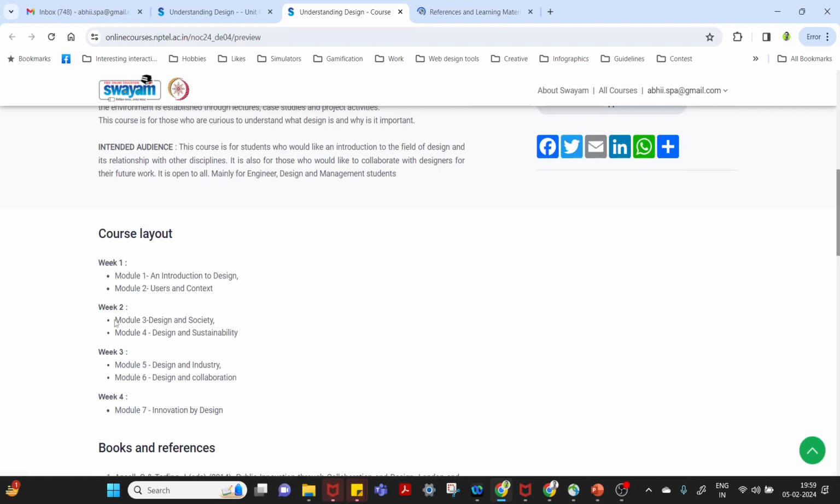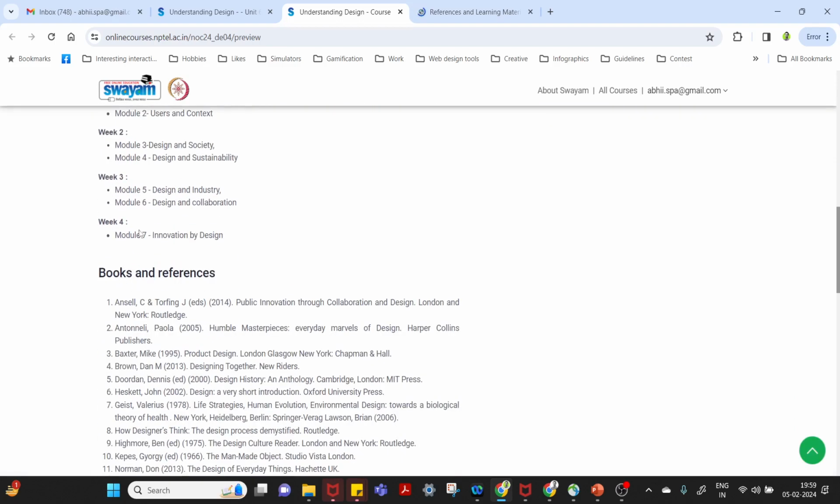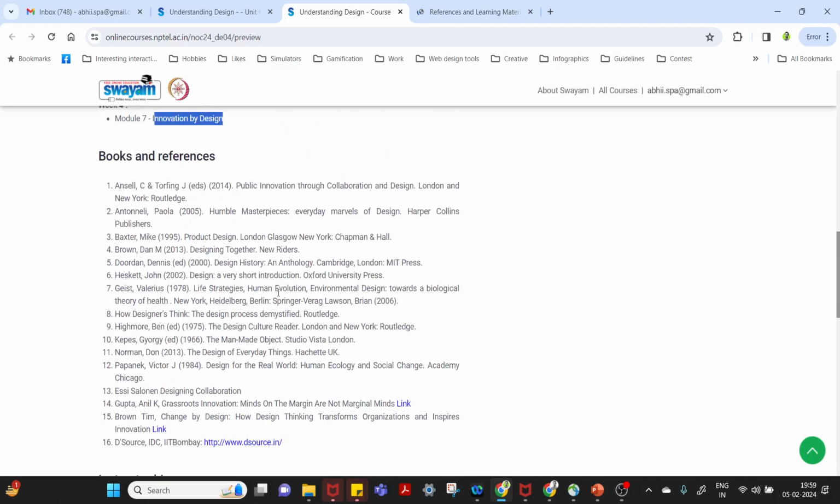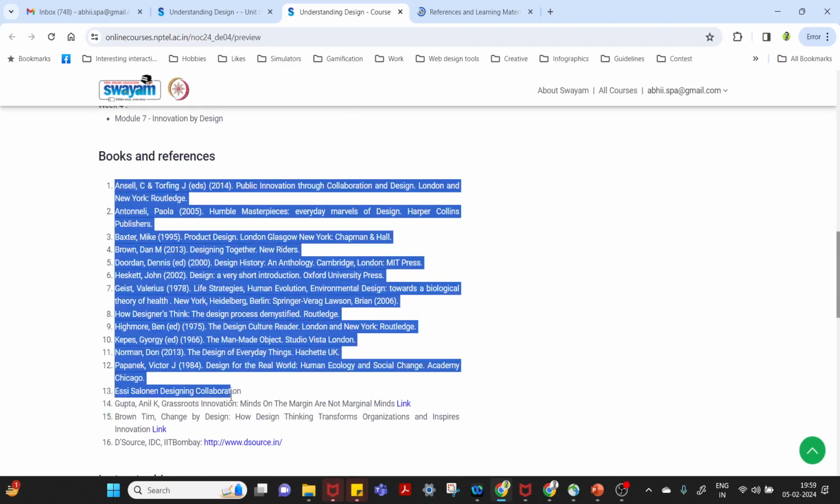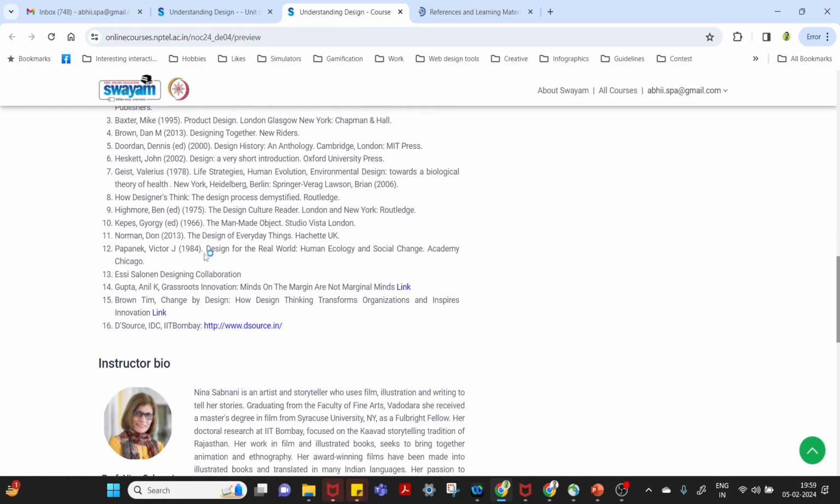You can see the week wise detailing on all these courses. Even though the content of week 4 has not been made live, you can see the titles of it. So week 3 talks about design in industry and design in collaboration, while week 7 talks about innovation by design. Okay. And we also see a list of books and references. So if you are passionate about design, if you want to learn more about design, if you want a more detailed understanding of it, then it's always good to go through these links.